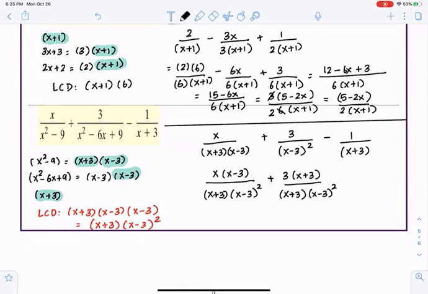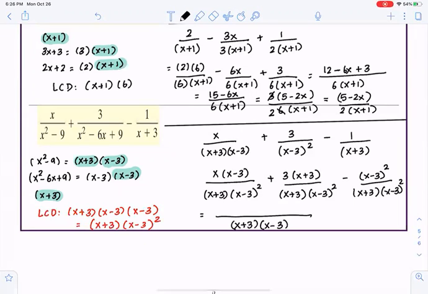I end up having x plus 3 times x minus 3 squared in the denominator, which is the least common denominator. In the last denominator, I have x plus 3. I'm missing x minus 3 squared, so I multiply and divide by x minus 3 squared, divided by x plus 3 times x minus 3 squared. So we now have a common denominator, which is x plus 3 times x minus 3 squared.